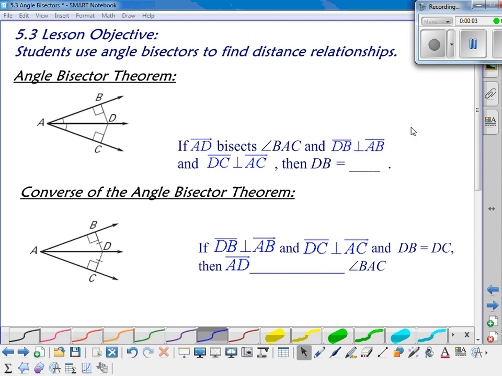The lesson objective of this video: students use angle bisectors to find distance relationships. So we've already dealt with angle bisectors since the beginning of this year. Angle bisectors just cut an angle in half. So in my figure here, angle BAC is being bisected by ray AD. And so whenever we have an angle bisector, it's equidistant from the sides of the angle.